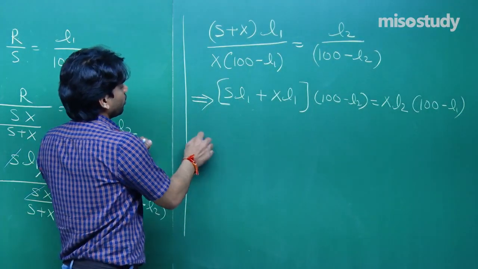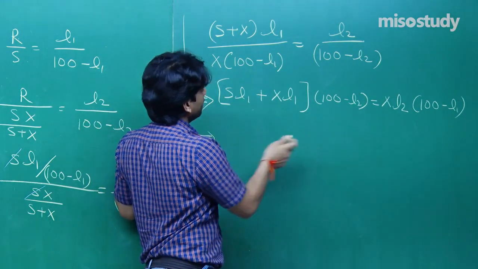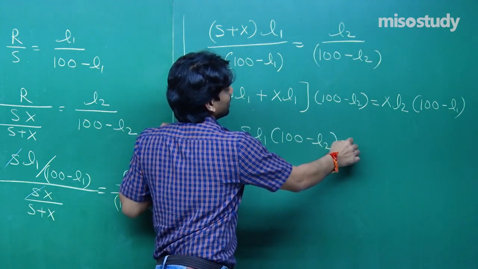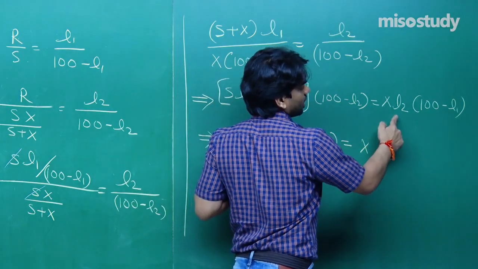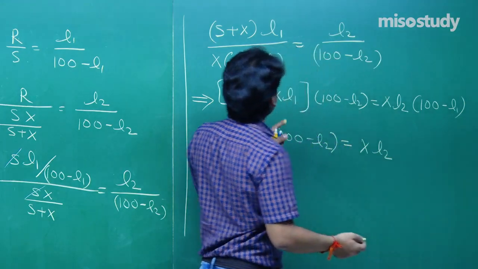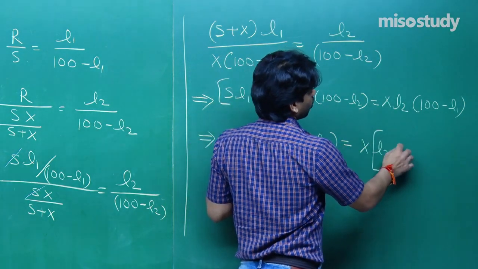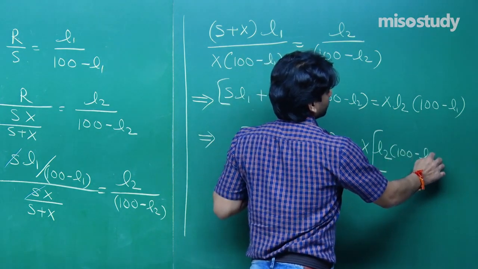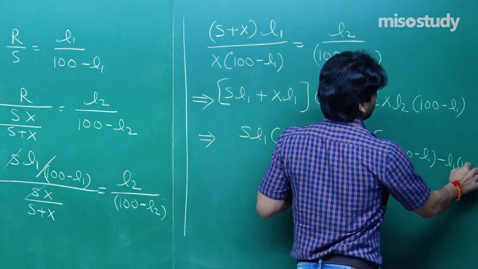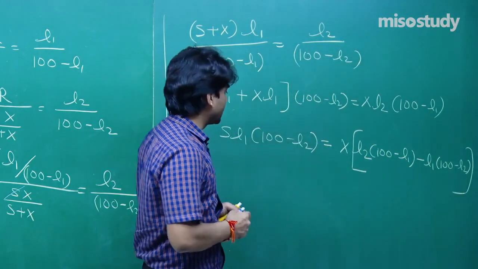So now, simply, you can take this x into L1 term to that side. You will be getting s L1 (100 minus L2) is equal to x, and here you will be having L2 (100 minus L1), and here you will be having minus L1. So what I am going to do is take this as common: minus L1 (100 minus L2). Hope that it's visible up to this end. I hope that's clear.